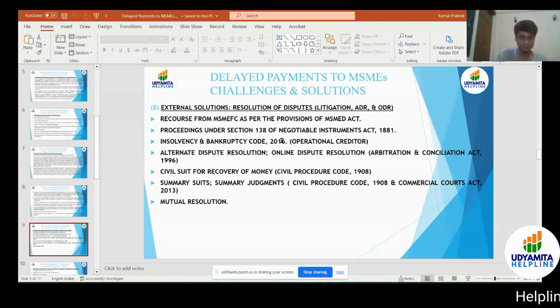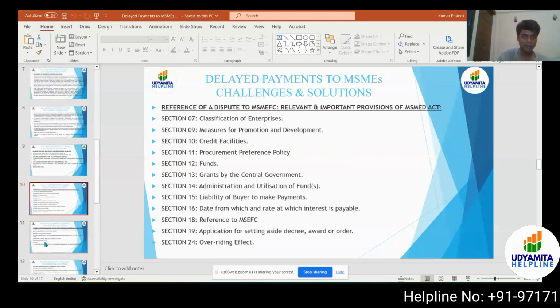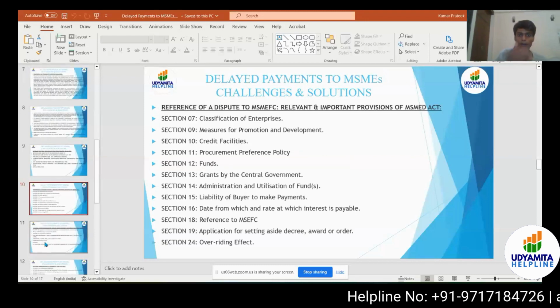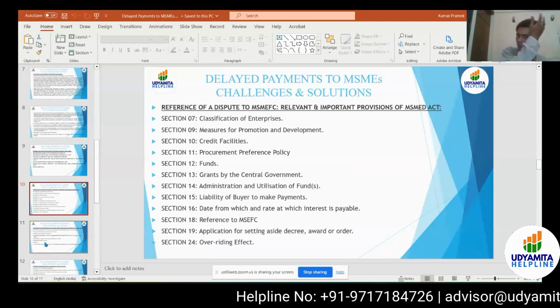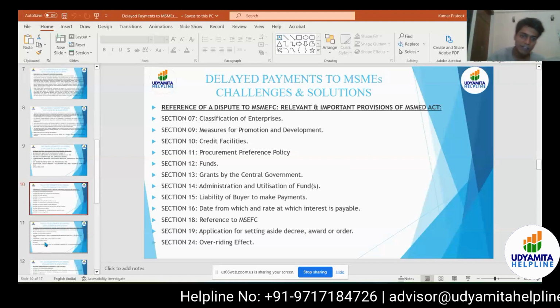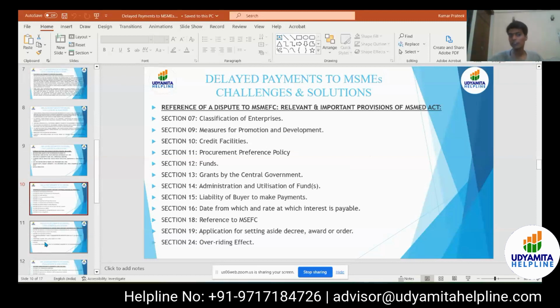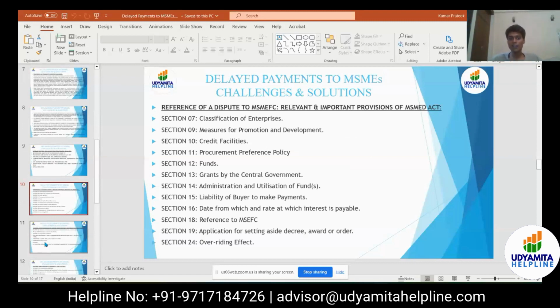So we'll move to the next slide. Yeah. Reference of disputes to MSEFC, the relevant and important provisions of the MSMED Act. Section 7, the classification of enterprises. Section 7 of the MSMED Act classifies the enterprises, right?